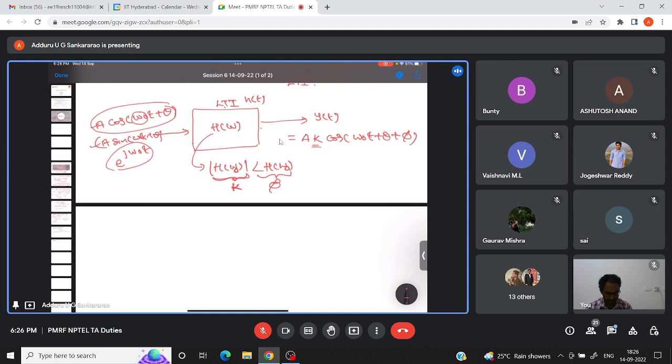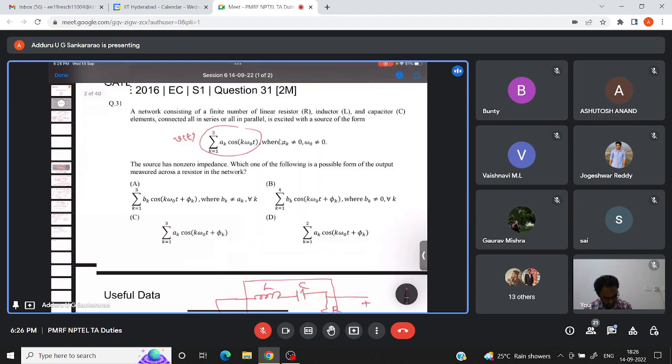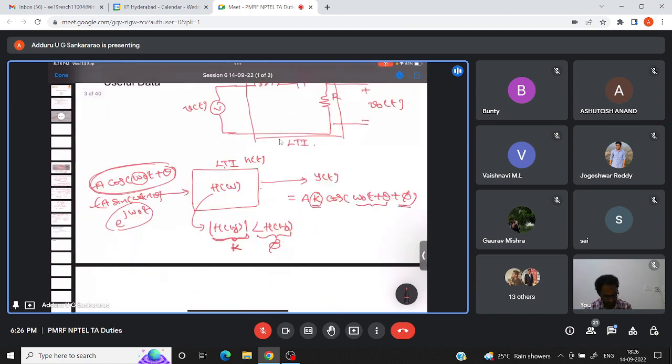For an LTI system, if I give a cos omega naught t plus theta as input, the signal shape will not be disturbed at all, so I get a cosine signal only. But there is an amplification in the magnitude, so the amplitude is multiplied by k and an extra phase phi is added to the input phase theta. Earlier also I think we have solved one problem on this. Now, using this concept, let us come back to the problem.